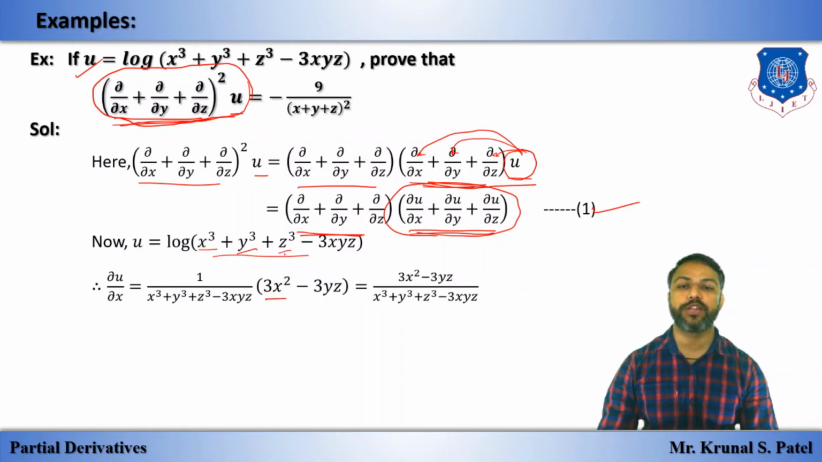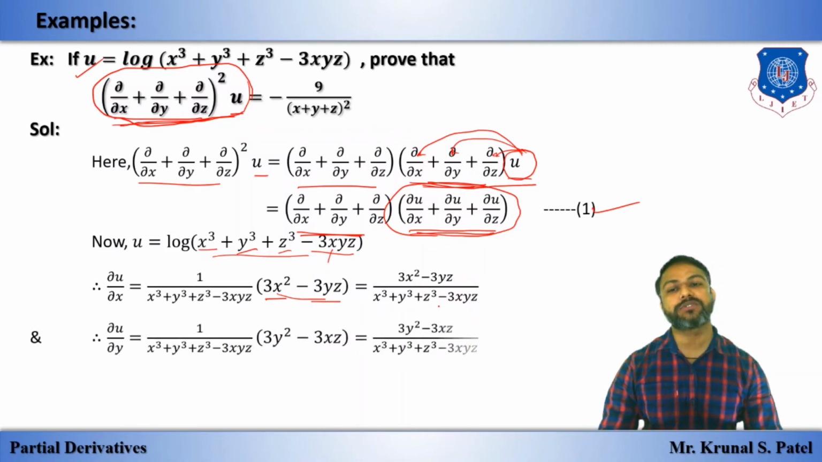Differentiation of y cube and z cube is 0, because y and z are constant, and differentiation of minus 3xyz will be minus 3yz. Differentiation of x is 1, and by simplifying, we can multiply this bracket with 1, so 3x square minus 3yz upon the denominator as it is.